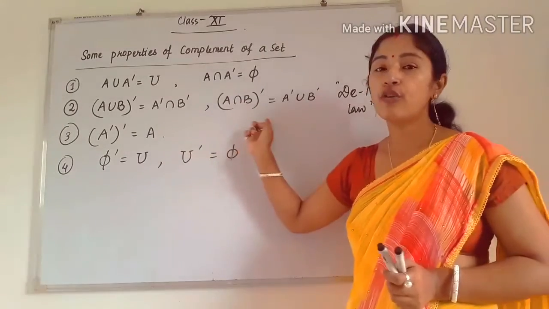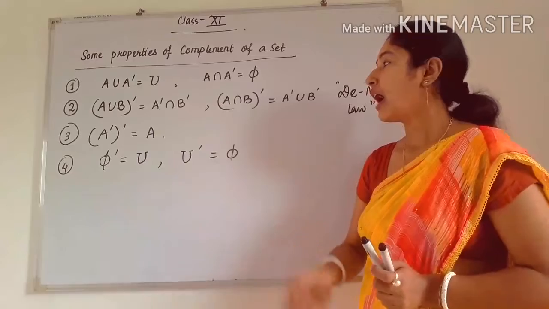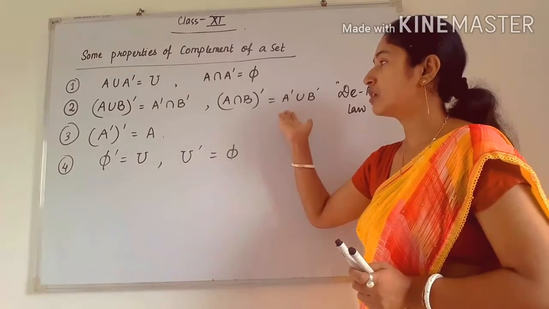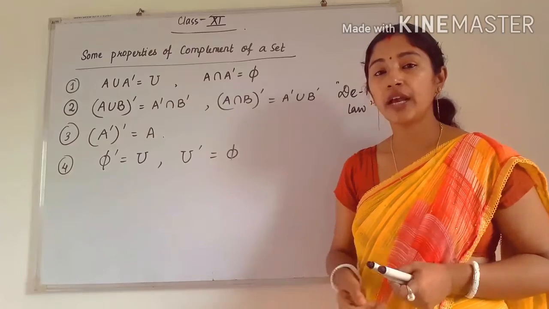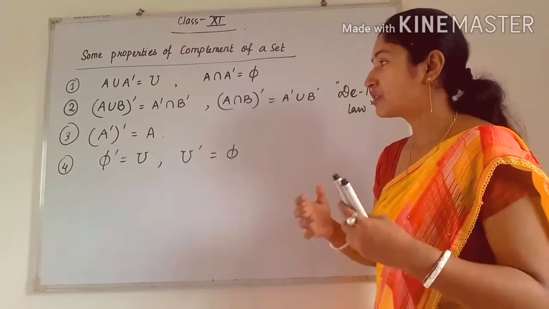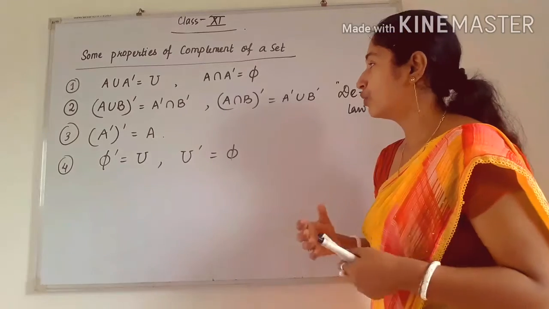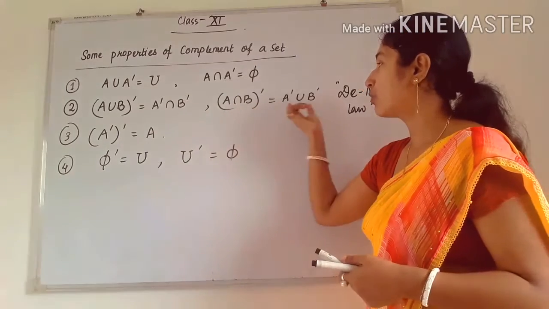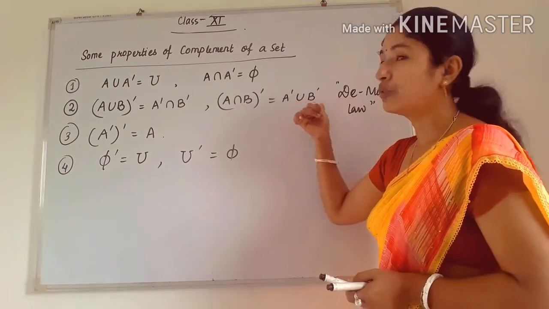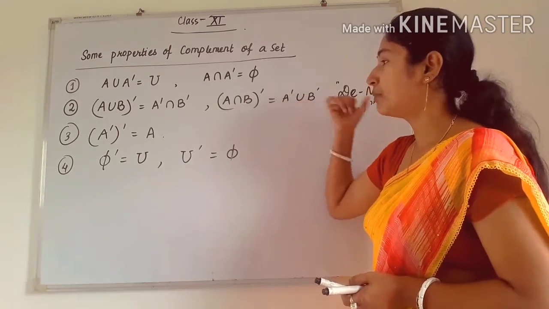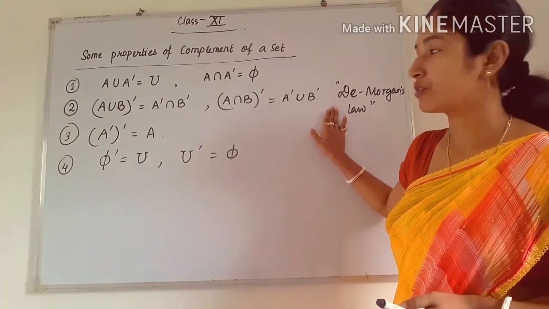This is true for every two sets. You can take any two sets and verify this relation. You can also verify it using a Venn diagram: take any sets A and B and draw them in a Venn diagram. You will see that this value is equal to this one. That means the complement of A intersection B is equal to A dash union B dash, that means A complement union B complement. This is called De Morgan's law, so don't forget it. This is law number two.